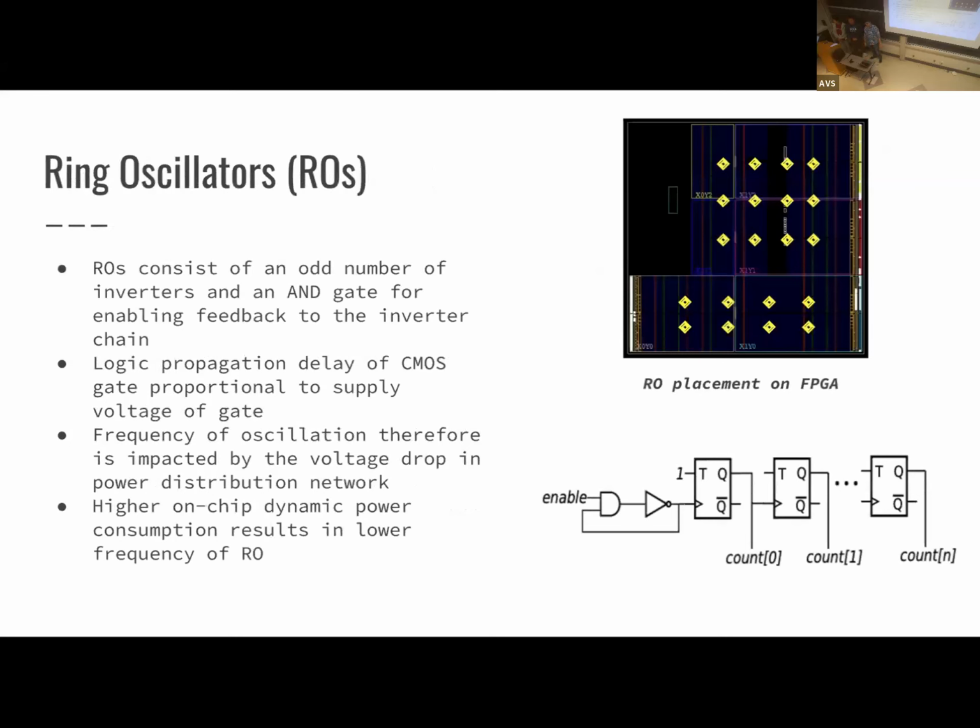And then a bit about ring oscillators, which is how they built the power monitors for their attack. Ring oscillators are basically an odd number of inverters plus an AND gate, which is used to drive an enable signal. The frequency of the oscillation is impacted by the supply voltage. So when there's a drop in the voltage on the power distribution network, the ring oscillators will start to oscillate at different frequencies, and they can measure that with a counter. So higher on-chip dynamic power consumption results in a lower frequency for the ring oscillator.